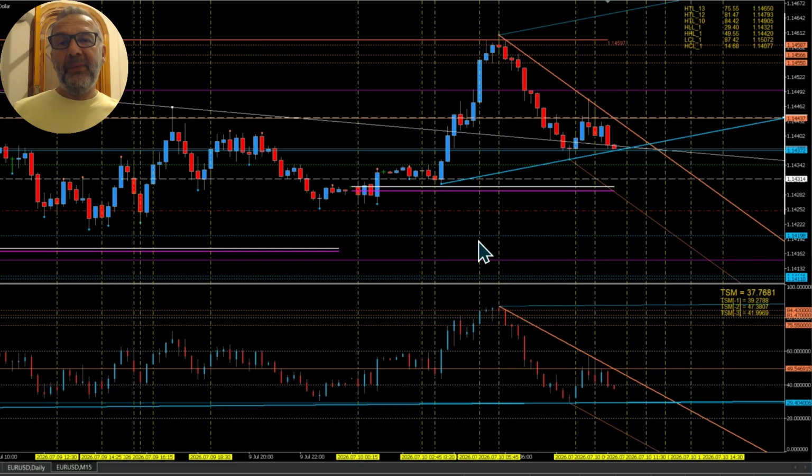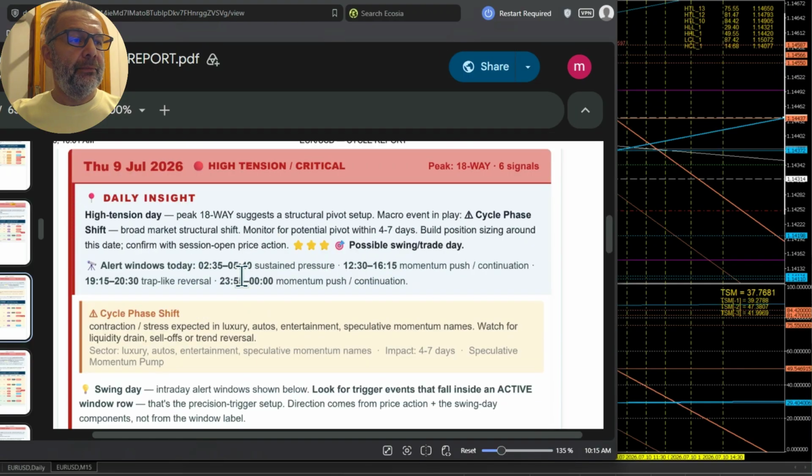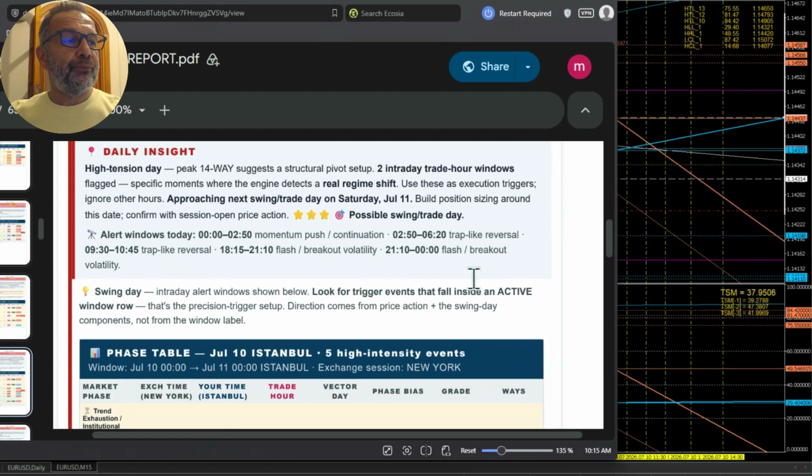And because it's going to be a breakout, and it's telling you it's going to be volatile, right? Let's take a look. Again. Push, momentum, push, continuation. That's Thursday. Today, breakout volatility, 6:15 to 9, 10 past 9.